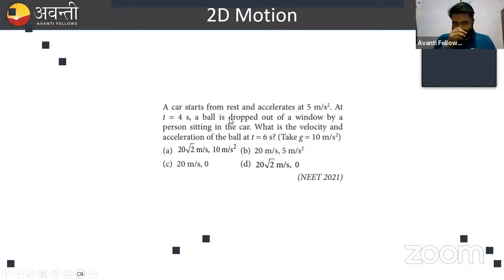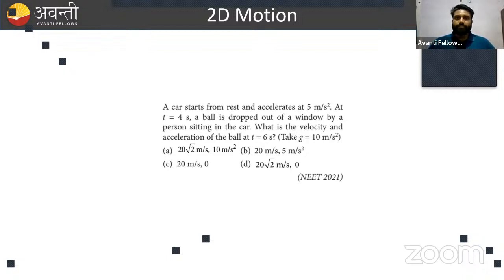Yeah, this is a simple one. Just try to read this question and solve this. I will give you 40 seconds or 1 minute. Just try to solve this question. Till then, I'll read this for you.